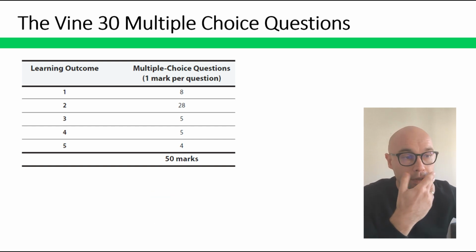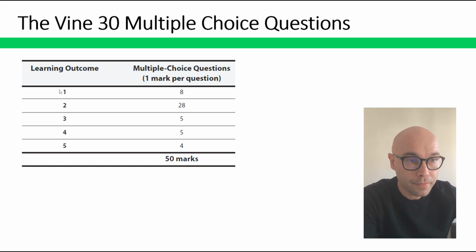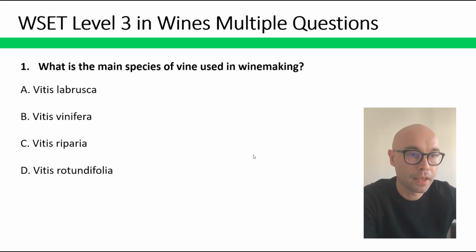In this video, this video covers learning outcome number 1, the Vine part of the book, from which you can get 8 questions on the multiple choice part of the exam.